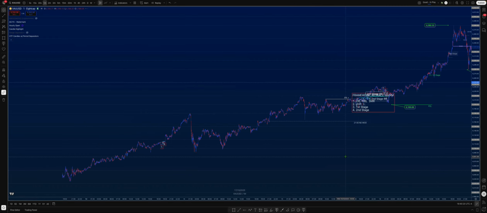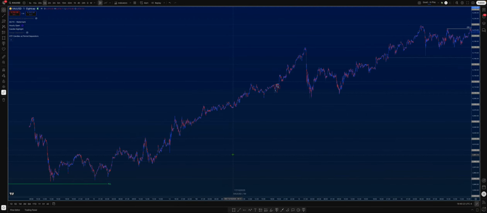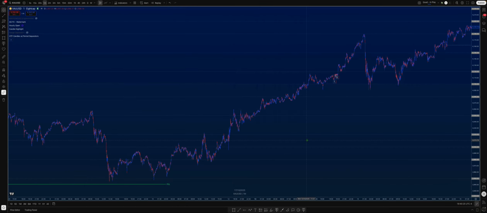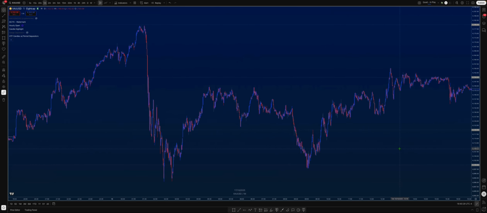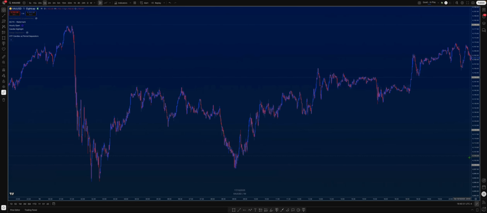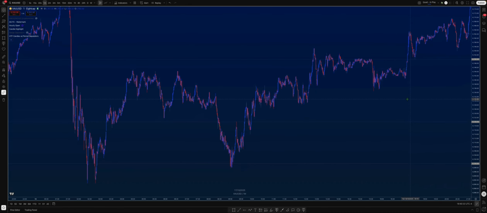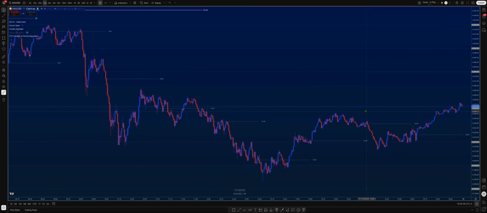Let's see if any more that I marked out. But it is essentially absolutely everywhere. It's just a matter of being able to identify it effectively. One of my favorite ways to identify it is actually on NASDAQ.